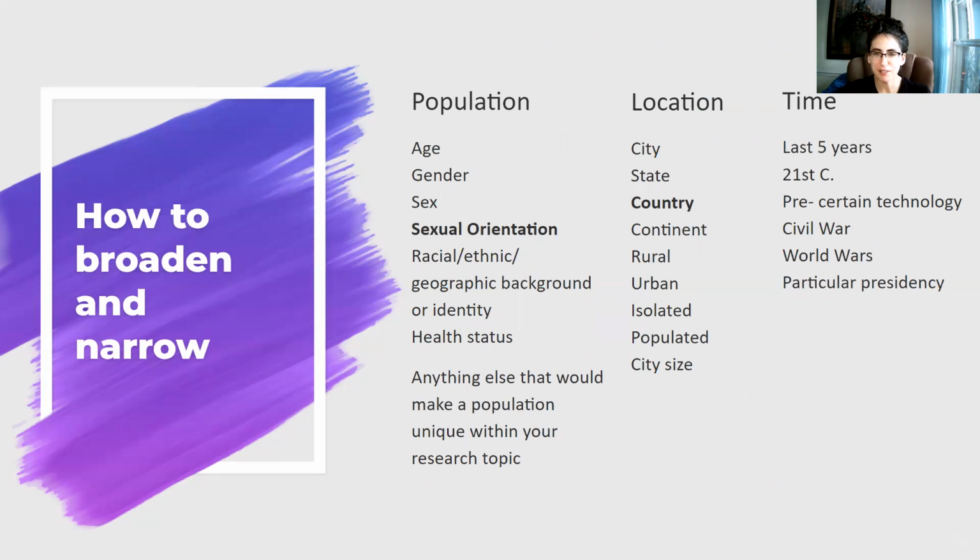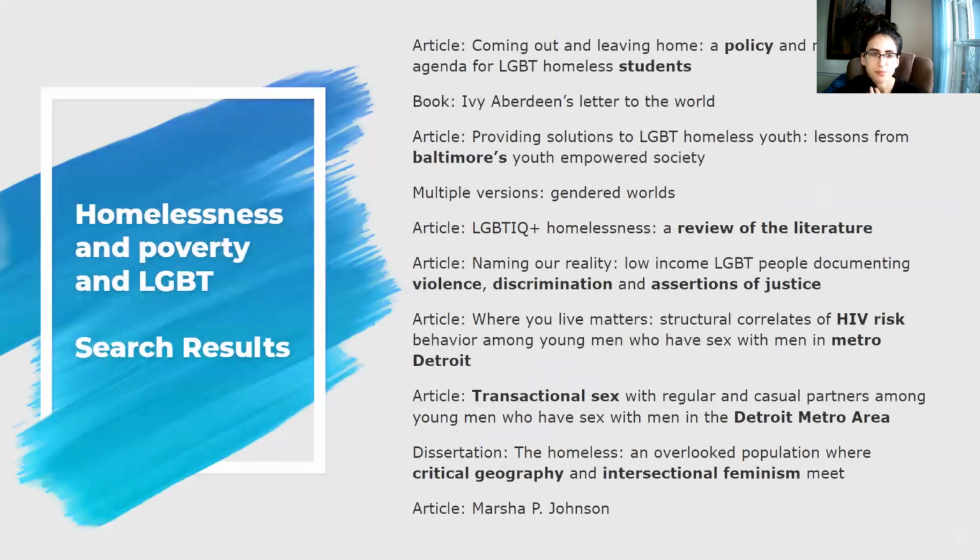All right, so back to my research question on homelessness and poverty. I've taken those three areas, population, location, and time, and I'm going to narrow down by population and location. For population, I'm going to choose sexual orientation. And then for location, I'm just going to use a country. And for now, I'm not going to choose anything from the time category. So now I have searched homelessness, poverty, and LGBT, and these are my search results.